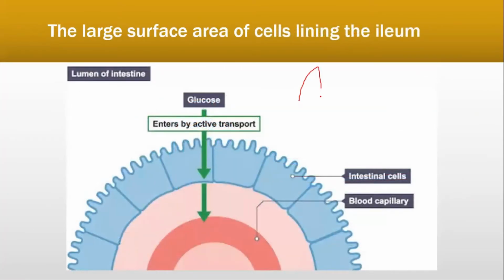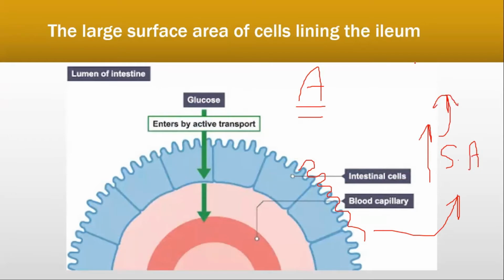We have the same example for animals. The previous one was for plants. In animals, we have the lumen of the intestine, where glucose enters by active transport, and these extensions, if you can see, provide a larger surface area. SA is surface area. Larger surface area, more diffusion. More absorption of those useful substances will be carried out by the villi.